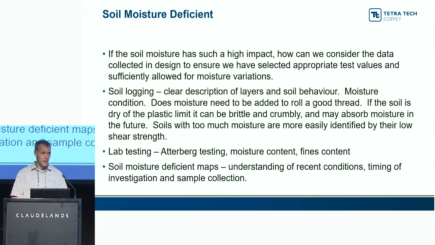Index testing and classification testing is really good. If you're not sure, send it off, get a moisture content. If the moisture content's way below your plastic limit, you're dry and crumbly. You want to be around your plastic limit or even a bit higher. Then you know that at least your shear vanes and DCPs are probably giving you indicative strengths.